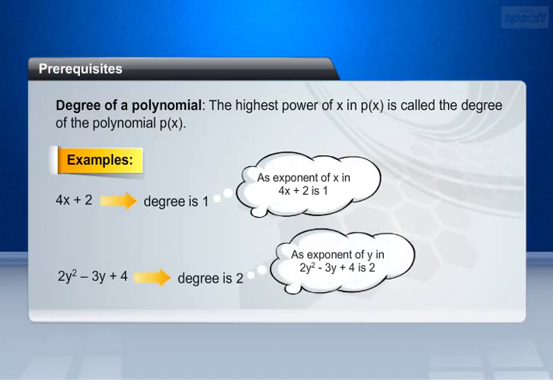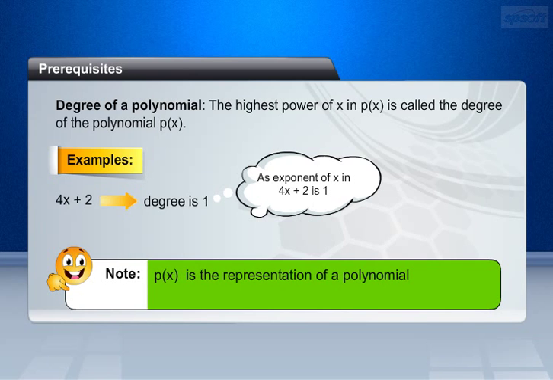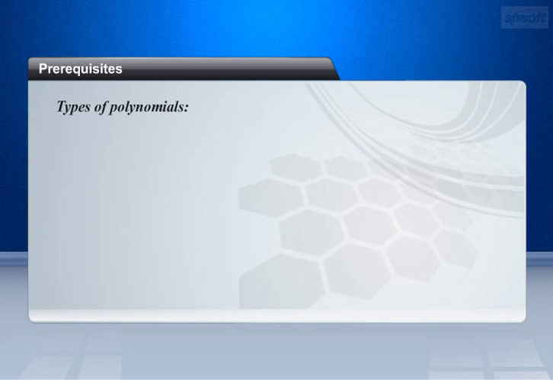Example 2. 2y squared minus 3y plus 4. The given polynomial is 2y squared minus 3y plus 4. From the given polynomial, we can notice that the highest degree of variable y is 2. Therefore, the degree of the given polynomial, 2y squared minus 3y plus 4, is 2. Note, p of x is the representation of a polynomial. There are different types of polynomials available. Few of them are linear polynomial, quadratic polynomial, cubic polynomial.